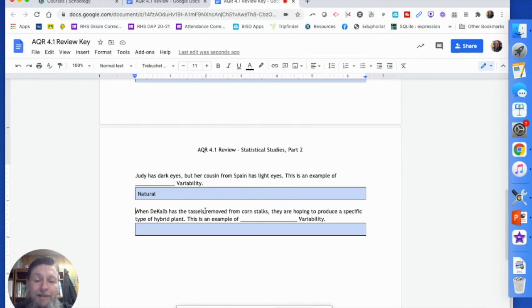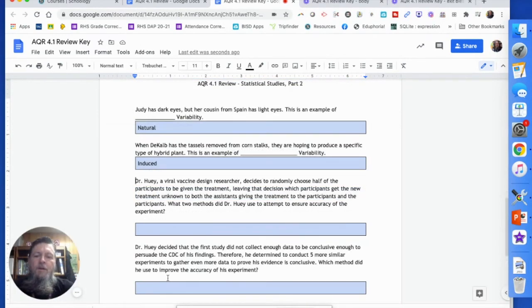But when DeKalb has the tassels removed from the corn stalks, those are actual reproductive organs on a plant. They're specifically changing the way nature works, and they're hoping to produce a specific type of hybrid. When they hybridize plants, that's how they do it. I should know this. My first job ever, when I was 13 years old, growing up in Indiana, was detasseling corn. We walk down the corn rows miles at a time in 100-degree weather, pulling tassels off of corn stalks. That is an induced variability. We make sure that it's variable because of our efforts.